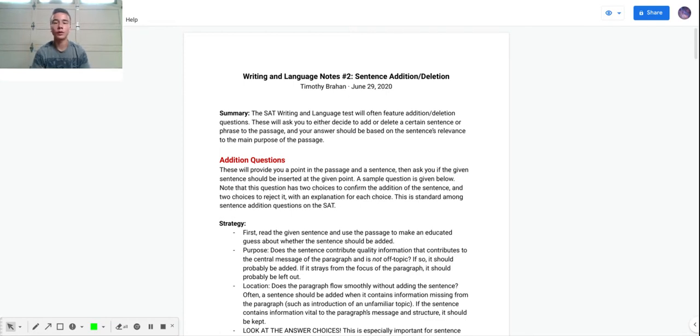Today we're going to be focusing on a very specific type of question on the SAT, which is sentence addition and deletion. So I'm just going to give a basic overview of this. An addition question will give you a passage and often provide you a sentence or sometimes a graph, and it'll ask you if you should insert that sentence into the passage to make it better, more cohesive, stuff like that. And a deletion question is very similar. It'll give you a passage with an underlined sentence and ask you if you should take it out.